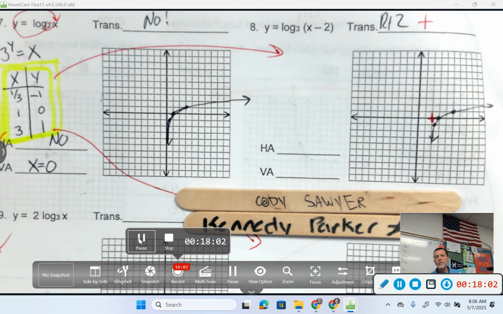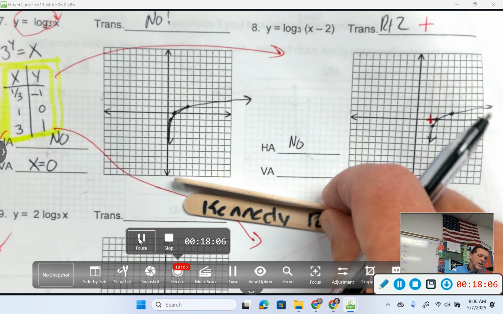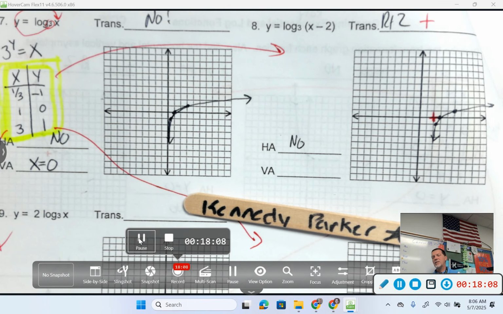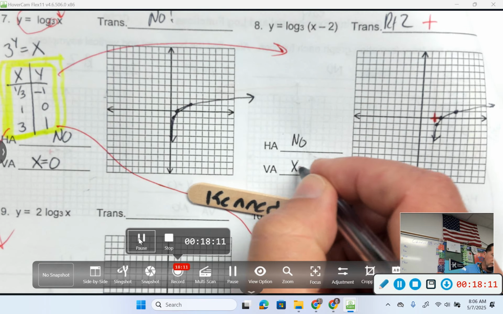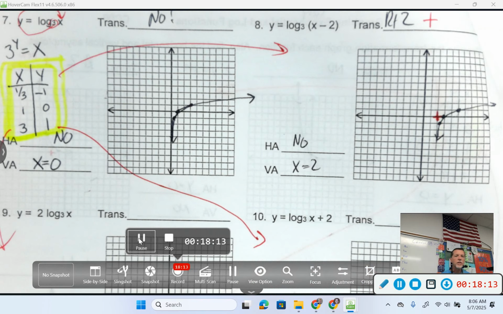And then ask Cody for the horizontal asymptote, which there's not one. Kennedy, how about the vertical asymptote? Good, x equals 2. We moved it over, so x equals 2.